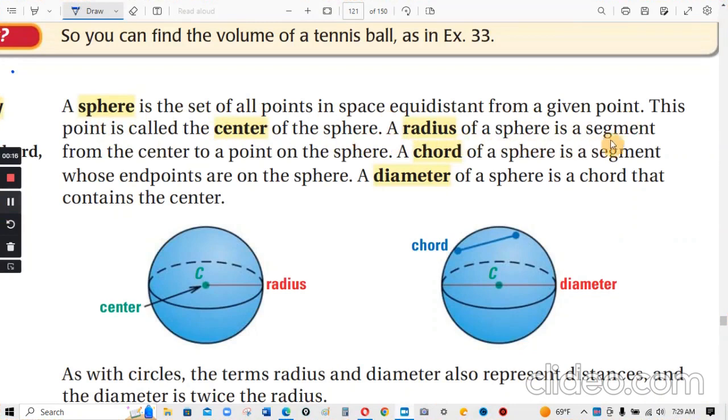A radius of a sphere is a segment from the center to a point on the sphere. A chord of a sphere is a segment whose endpoints are on the sphere. A diameter of a sphere is a chord that contains the center.